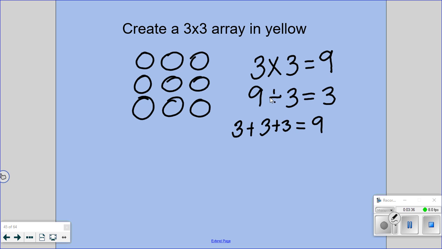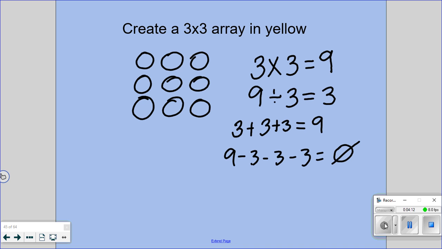Jordan? 9 minus 3 minus 3 minus 3 equals 0. That's that repeated subtraction strategy we practice. We've got our 3 groups of 3, subtracting a group of 3 each time. What I want you to do is just draw a 3x3 array in your notebook. Doesn't need to be big. Do you have to do all of them? No, that's why I said just draw a 3x3 array in your notebook.